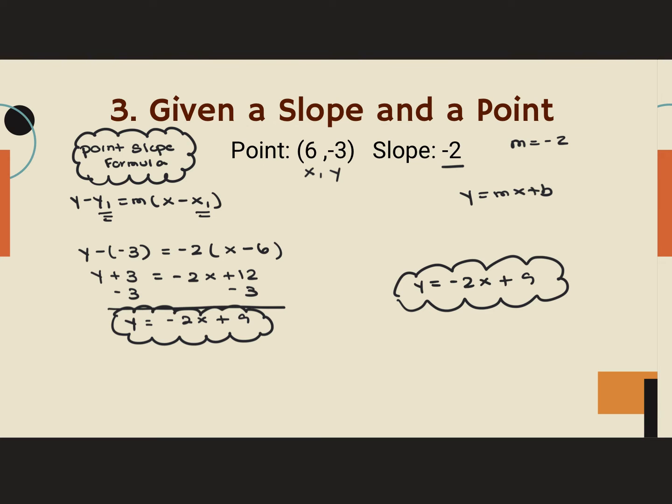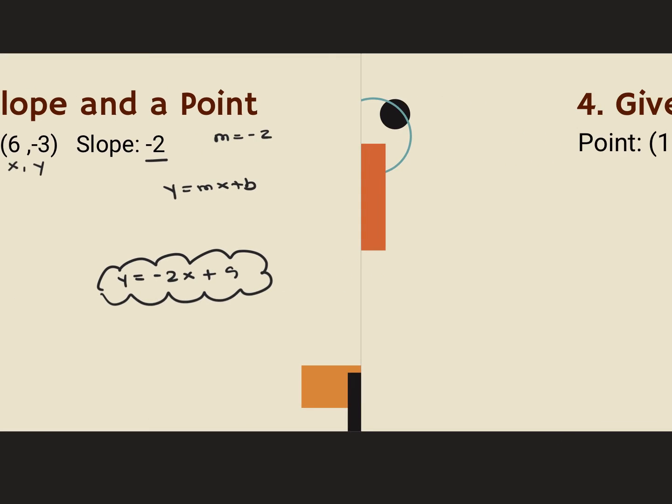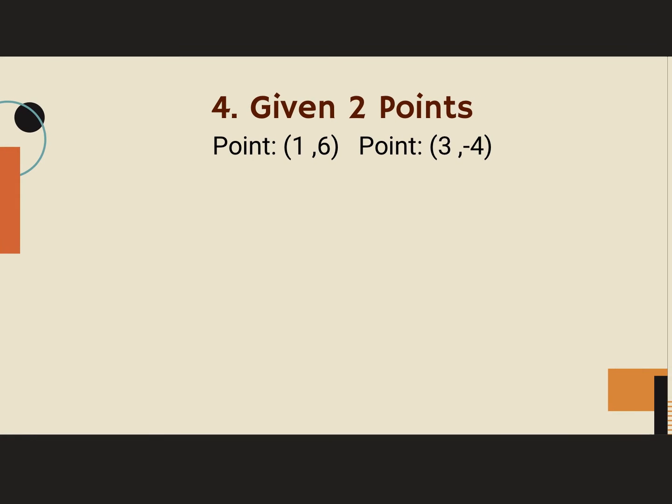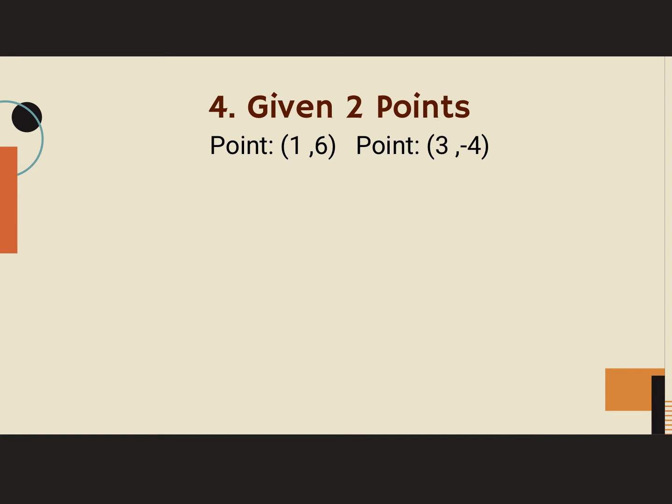All right, so when we get into graphing, again, this writing equations will make more sense because you can see your slope and your y-intercept based on the graph. And the last one that we're going to look at is when you're given 2 points. Here we're not given our slope, nor are we given the y-intercept.